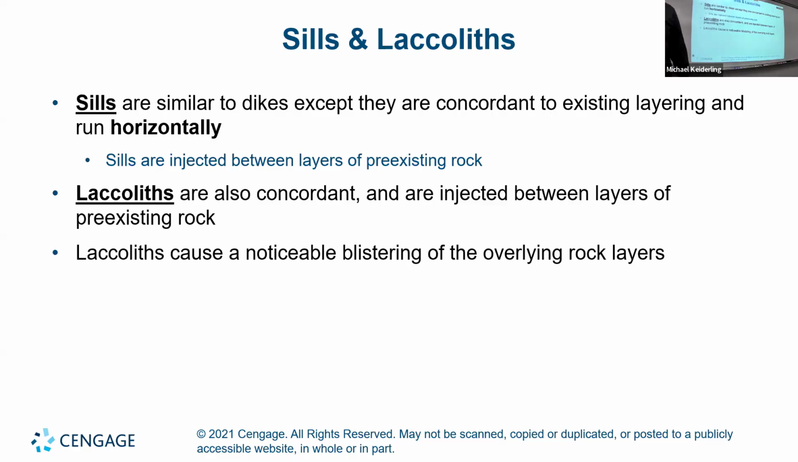And laccoliths are also concordant and are injected between layers of pre-existing rock, but it's unlike sills where it's just filling the gap. Laccoliths have a noticeable blistering of the overlying rock layers. There's enough pressure in there to push up the layers above them. And they're structured very much like a blister. A blister is a concentration of liquid in between the layers of your skin. This is a concentration of liquid magma in between the layers of the existing rock. And so they look just like blisters. They're like rounded, domed like blisters.